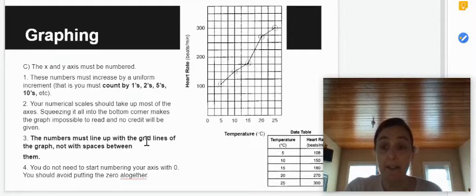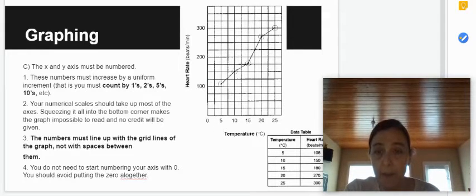Some key things that you must know: the numbers go right against the line. They don't go in the spaces in between. So in other words, this 5 is lined up with the line right above it, right? The 5 is lined up, we don't put it in the box, it goes on the line.